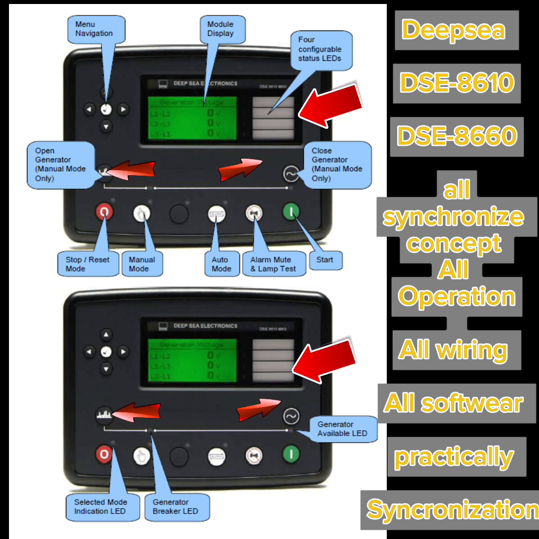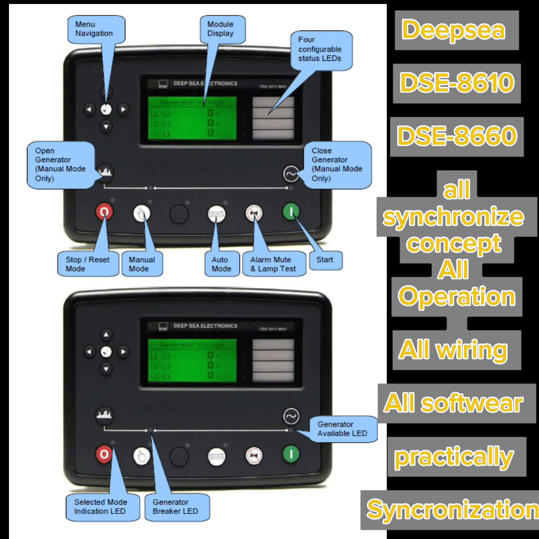And on the down side are two buttons, left side and right side. The left side button is open generator, on manual mode only, so you can open your breaker from this button on manual mode. And the right side button is close generator breaker. You can close your generator breaker from this button when your controller is on manual mode. So guys, on the downside are all the operation buttons, you can use these buttons and smooth your operation.